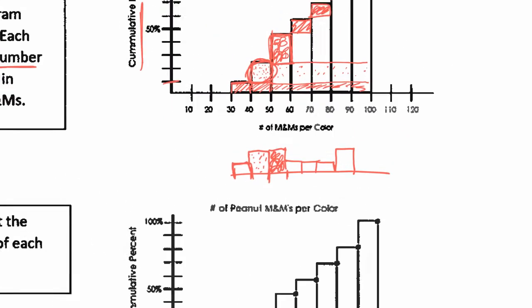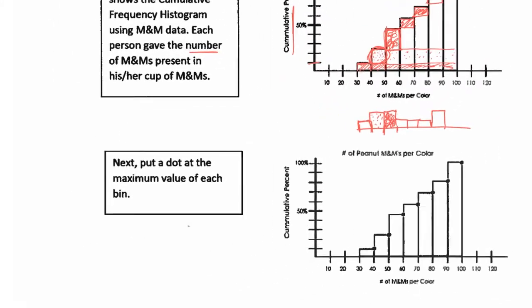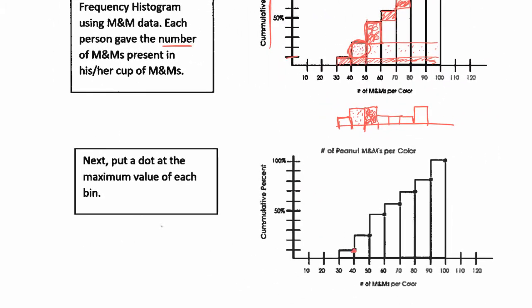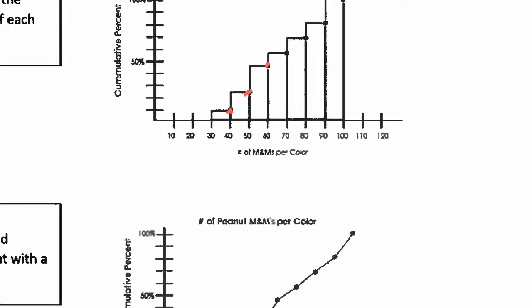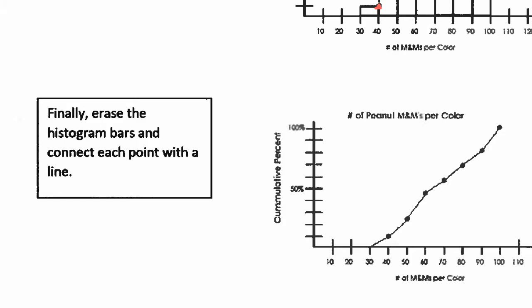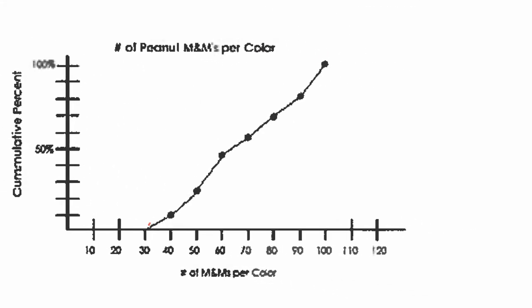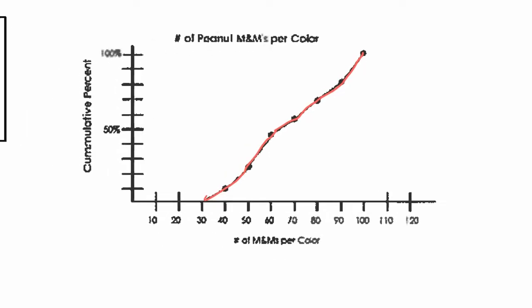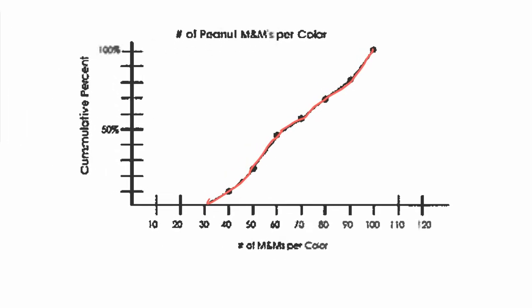So here is then the continuation. After we make a cumulative frequency histogram, we put a dot at the maximum value. That's what's happening right here. And then on your notes it says, then finally erase the histogram bars and connect each point. So this is how you make what's called a cumulative frequency plot, otherwise known as an ogive. And this one is a cumulative relative frequency. What makes this considered cumulative relative frequency? What's that word? Good, because it's in percent. So this was a cumulative relative one.